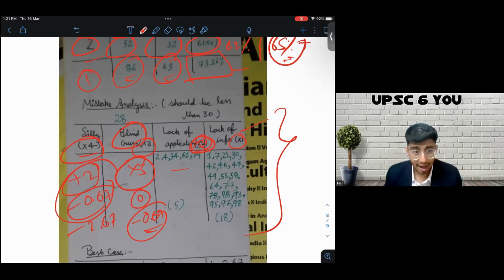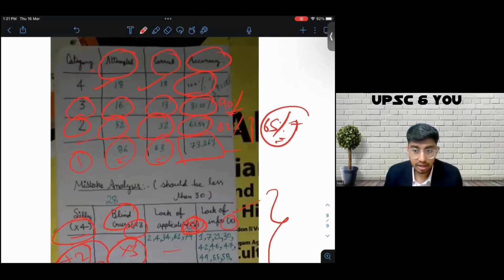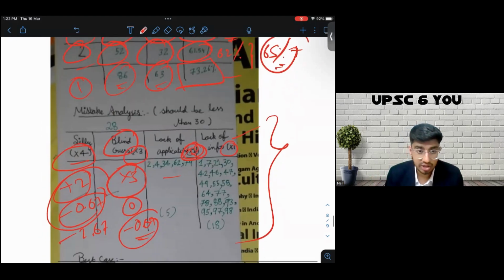This number is not too huge. I would repeat. First, I make 4 categories. Then I analyze how many I attempted, how many I got correct, how accurate I was. And then I'll see the level of my self-awareness and how well I have performed. Then I will analyze my mistakes. How? I give a multiplication factor.